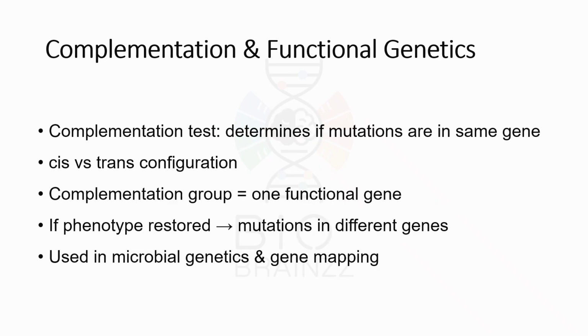Complementation test is used to determine whether two mutations are in the same gene or different genes. This is done by bringing mutations together in the same cell. If the normal phenotype is restored, it means mutations are in different genes and they complement each other. If the phenotype is not restored, mutations are in the same gene. The concept of cis and trans configuration is also important. Complementation groups represent different functional genes. This concept is widely used in microbial genetics and gene mapping.